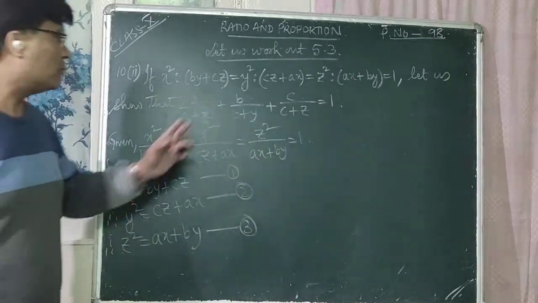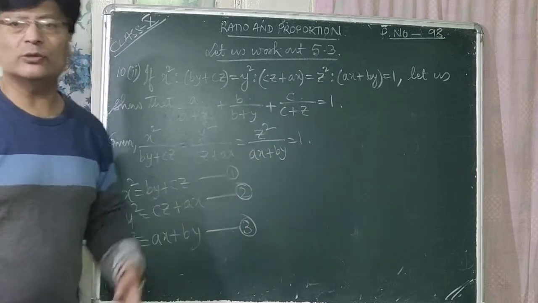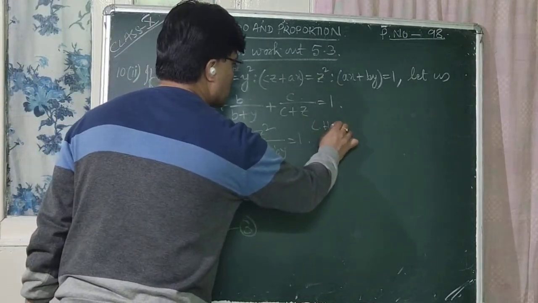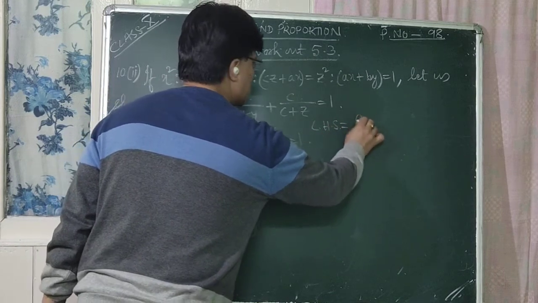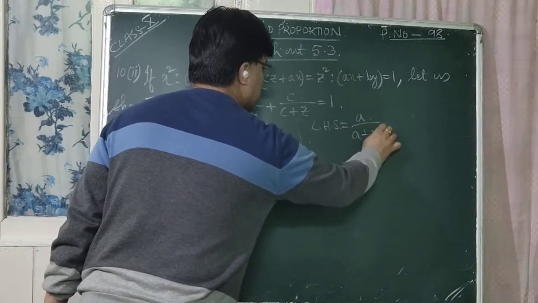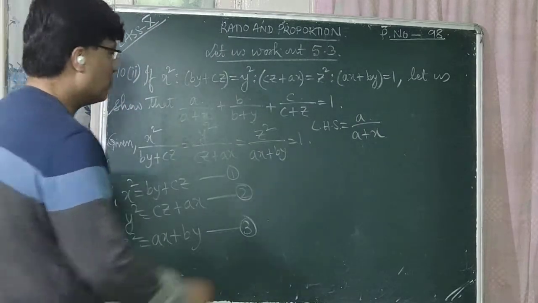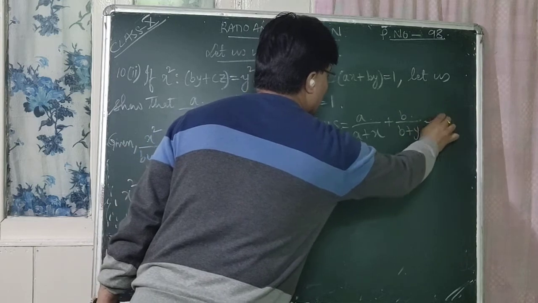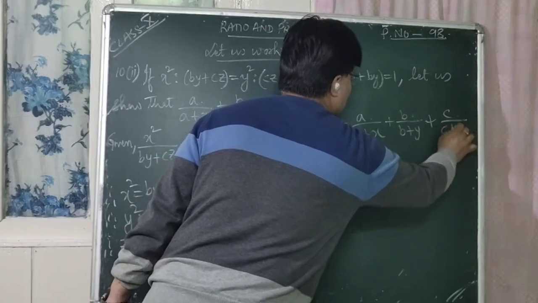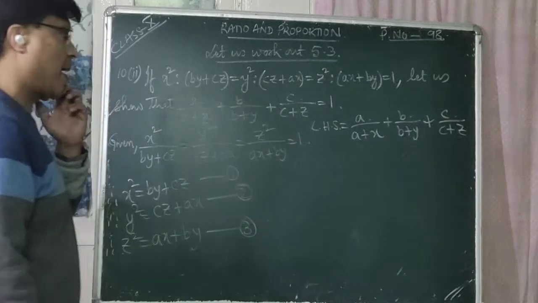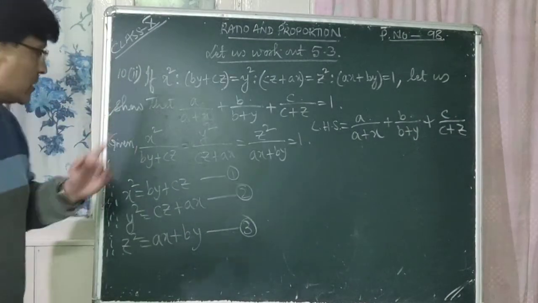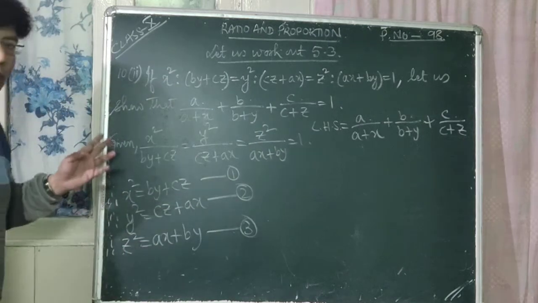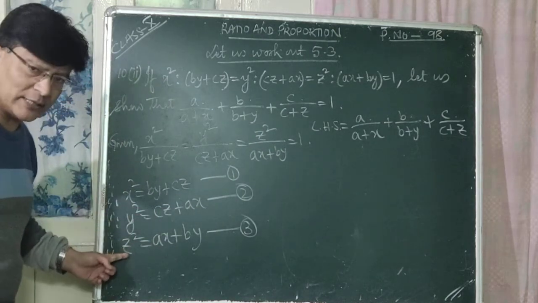So now you will prove that this left hand side is equal to 1. So let us write left hand side now. So LHS is equal to, what is LHS here? a upon a plus x, right? Plus b upon b plus y plus c upon c plus z. Okay? So now in number 1, 2 and 3 we know the values of x square, y square and z square.